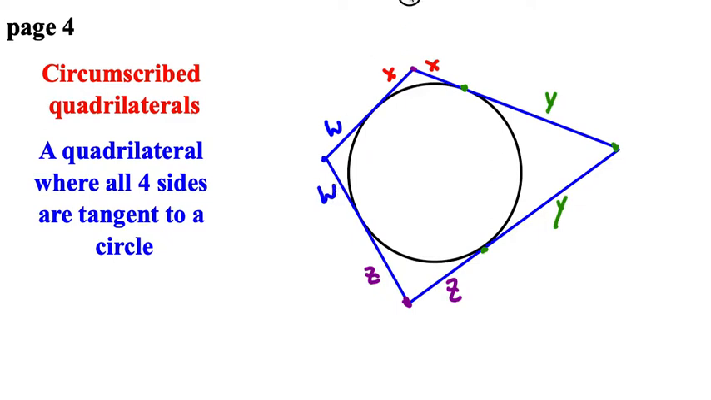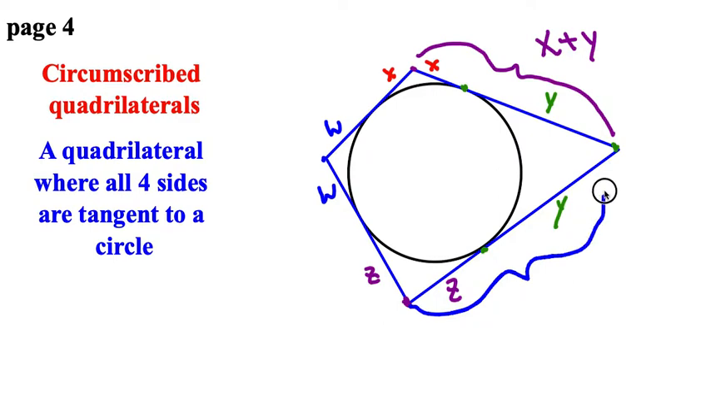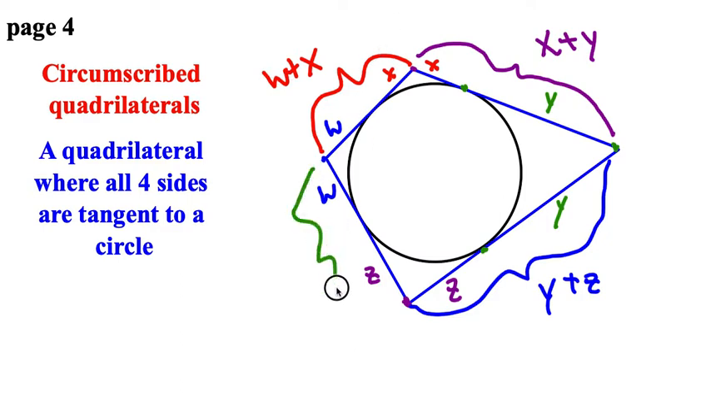So what that means is the following. If you look at this, that side length there is x plus y for the whole thing. This side length is equal to y plus z. And this side length is equal to w plus x, right? And this side length is equal to w plus z. Big deal, you say. Well, watch this.